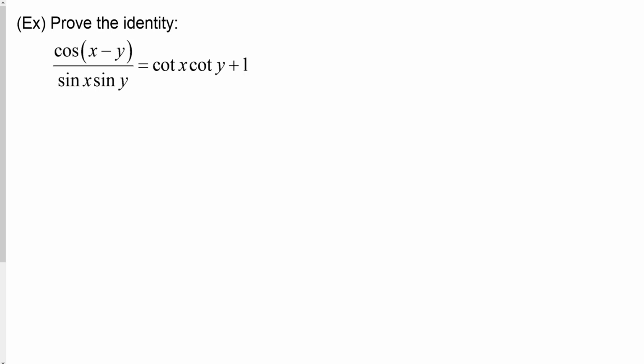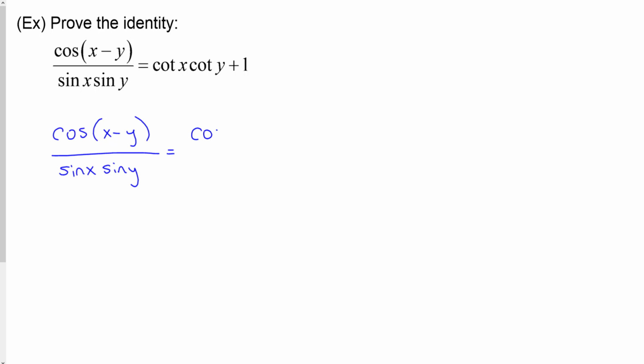There's potential that you might be asked to prove an identity using a sum or difference identity. So for instance, cosine of x minus y divided by sine x sine y is equal to cotangent x cotangent y plus 1. So let's see what happens here. In these identity problems, you just kind of start with identities that you know, plug them in, see where they lead you, and go from there. So we do know an identity for cosine of x minus y.